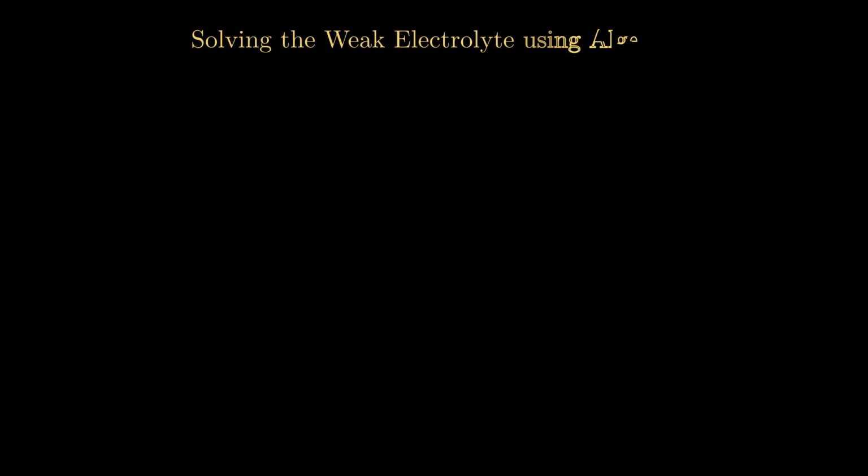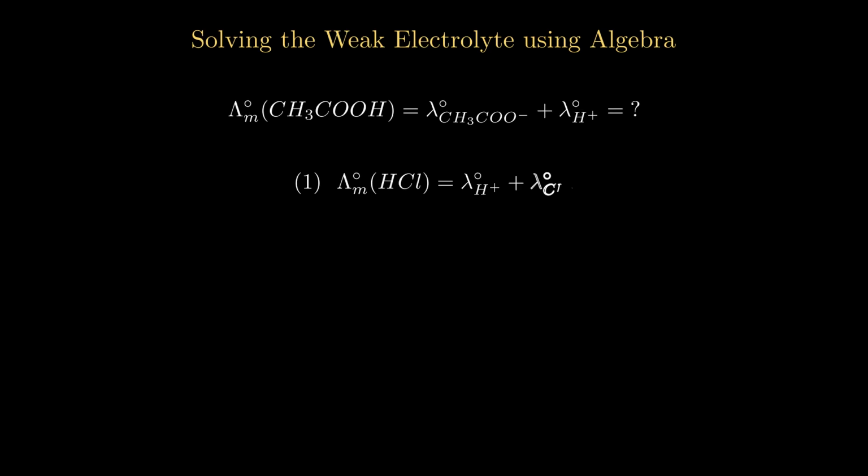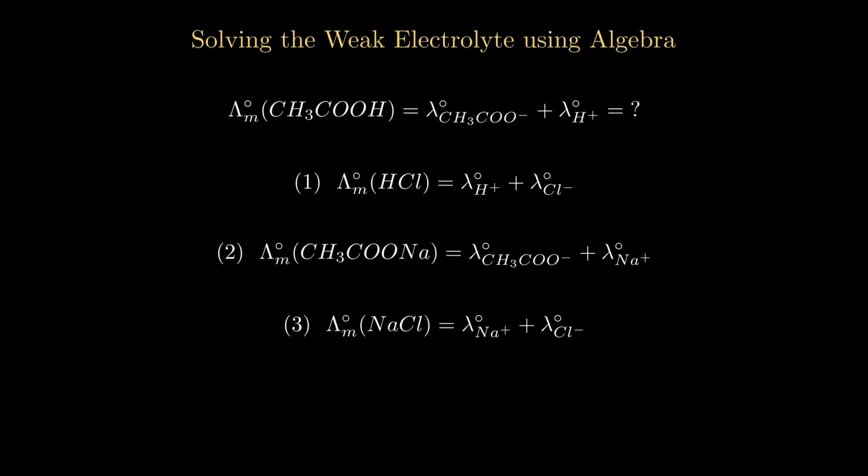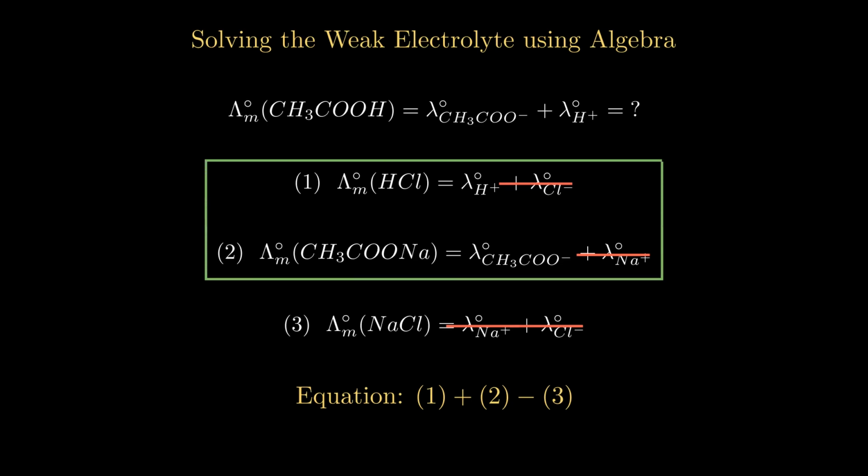Because ions migrate completely independently at infinite dilution, we can finally solve our weak electrolyte problem using algebra. Let's say we want to find the conductivity of acetic acid. We can't measure it directly, but we can measure strong electrolytes. We take the known conductivities of hydrochloric acid, sodium acetate, and sodium chloride. By writing out their individual ions according to Kohlrausch's law, we can treat them just like algebraic equations.